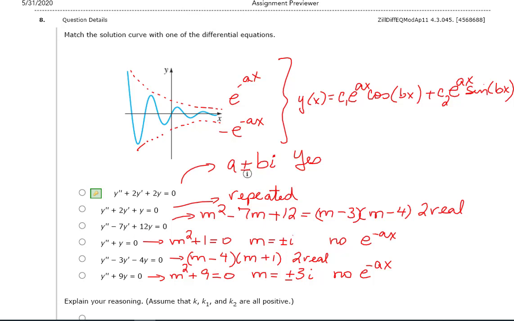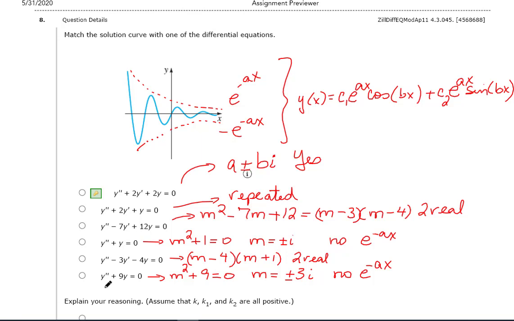And looking at my last problem, they're giving us the solution, and they're saying, well, which differential equation did it come from? Well, one thing to notice is that it's oscillating, and the amplitudes are decreasing. So that's really e to the minus ax. So my general solution needs to look like this. And so now that we know what the solution must look like, let's look at these equations.